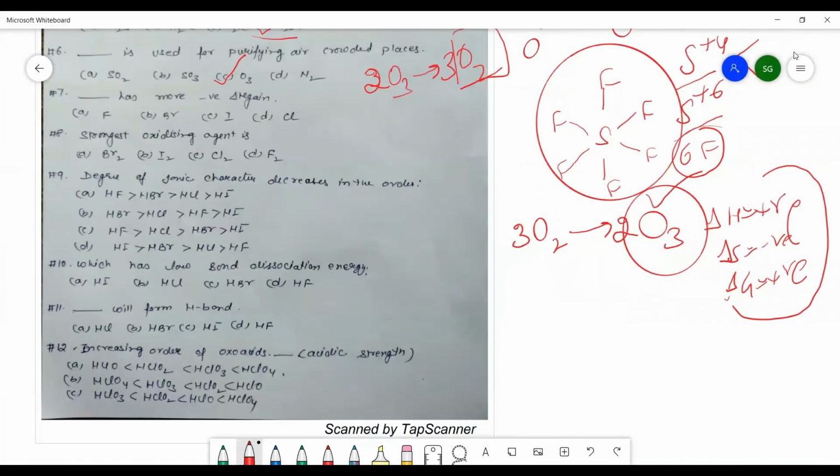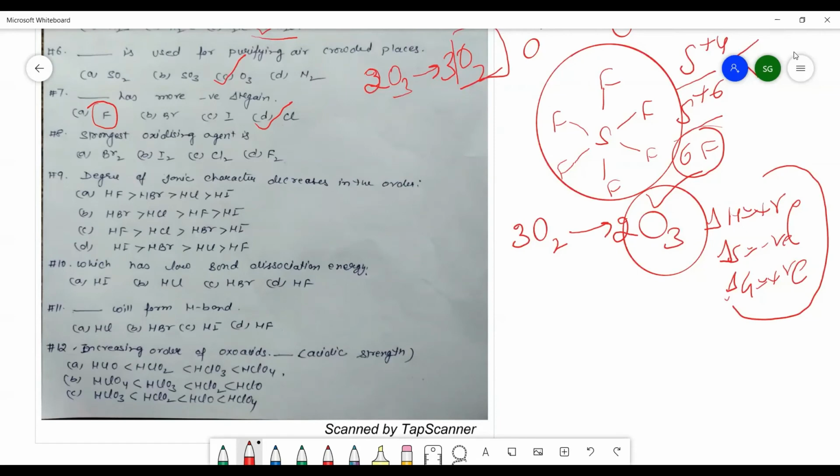In question number 7, dash has more negative electron gain enthalpy. You know well that fluorine is more electronegative in nature. So you may think about fluorine, bromine, iodine or chlorine. The answer you will get is chlorine. But you will be confused about why not fluorine, because fluorine is more electronegative. It is because the small size of fluorine causes interelectronic repulsion, and because of that it has a less negative electron gain enthalpy than chlorine.